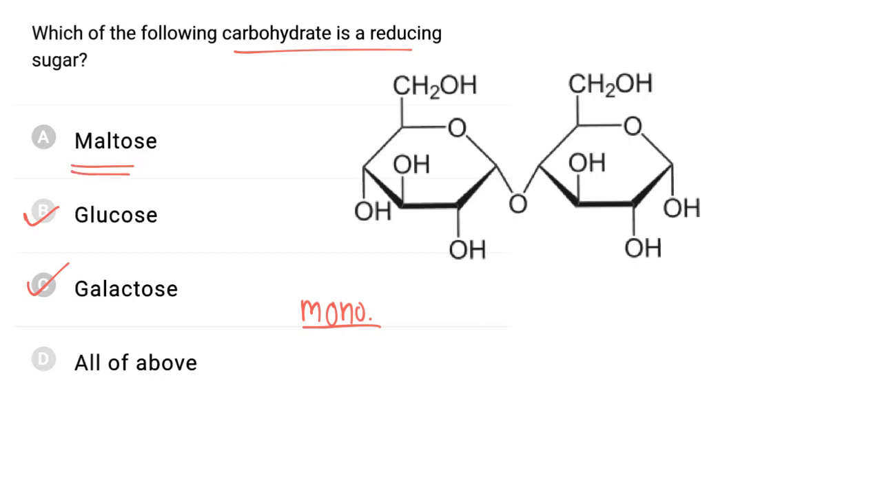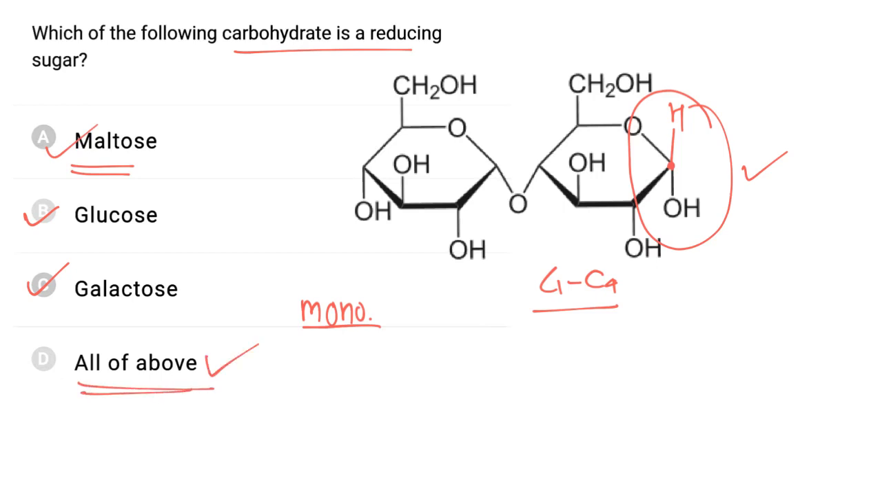Now maltose is a disaccharide, and those disaccharides which have free hemiacetal linkage will always give Tollens or Fehling test, and they will be reducing. Now maltose is having C1 and C4 linkage, so at this carbon hemiacetal linkage is present, and due to presence of this hemiacetal linkage, this molecule will give Tollens test and hence will be reducing. So maltose, glucose and galactose all are reducing, and hence correct answer is D.